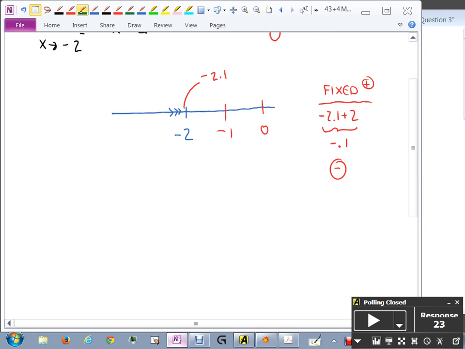So my overall determination of this is that the top is fixed, the bottom's headed towards zero, but again, just like the previous problem, it's headed towards zero through negative values. So I have a positive over a negative, which again results in negative infinity. No, not every answer is going to be negative infinity. It's just that's what I've shown you so far.